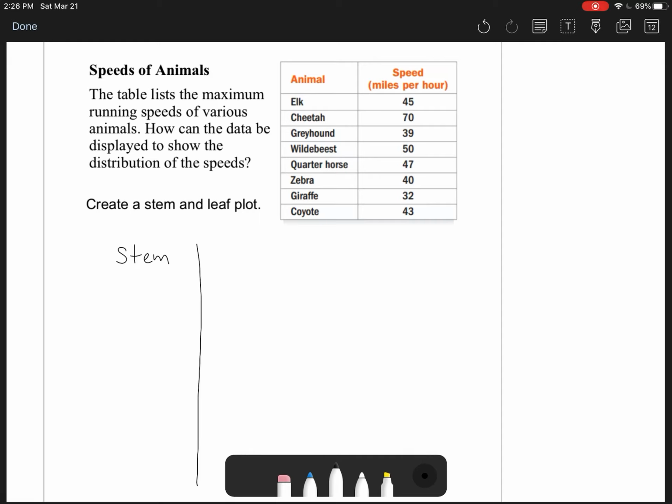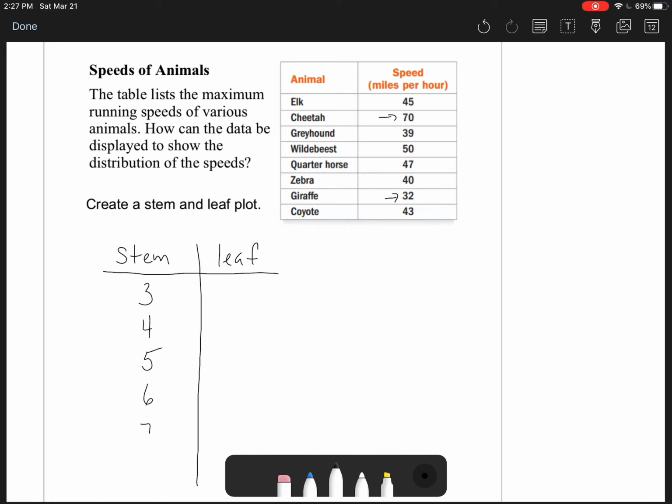Again, we're dealing with numbers that have a ones and a tens place. The stem is going to be the tens column, and the leaf is going to be the ones column. What you want to do is look for the smallest value and the largest value. The smallest value is 32, so I'm going to start the stem with a 3. And the largest value is not a 50, it's actually 70. So we're going to go up to 7 on the stem.